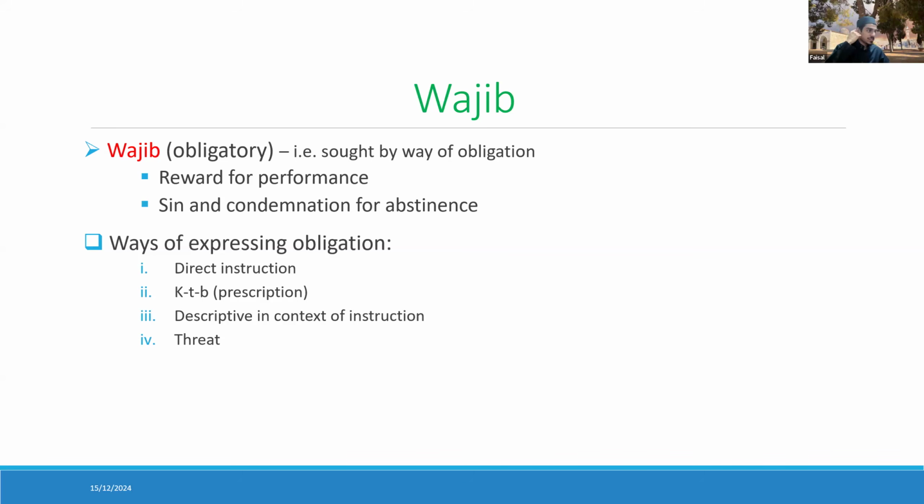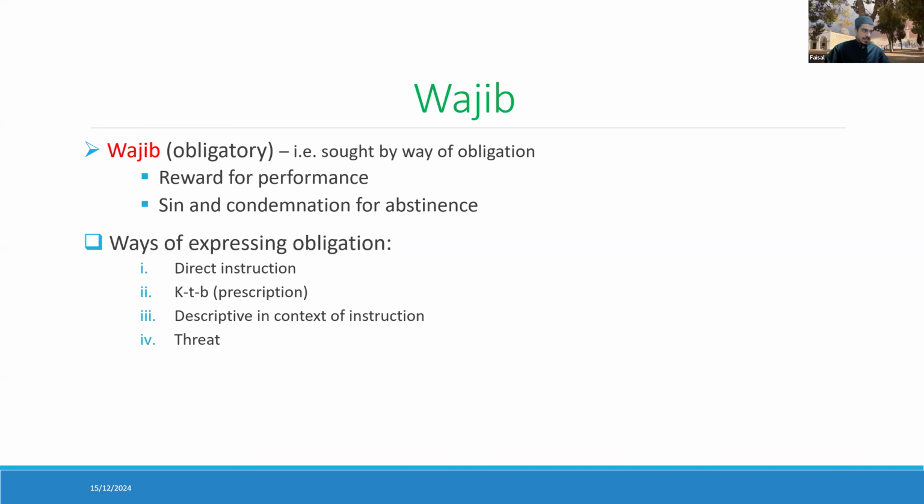Awamir, these instructions, in the chapter of Dalalatul Alfaz. Dalalatul Alfaz, it's more relevant in that chapter, so we'll discuss it there. But sometimes you have instructions and therefore obligations, and sometimes you have instructions and therefore recommendation or otherwise. And so you have different ways of expressing obligation.